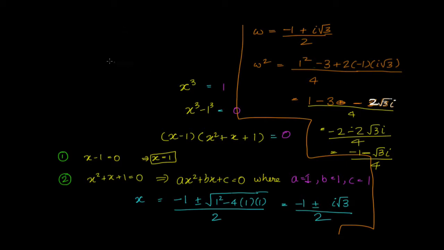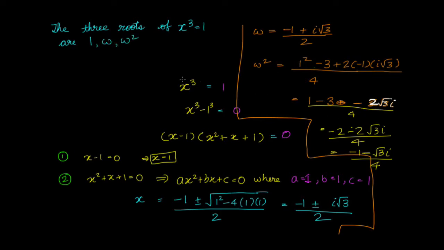So in conclusion, the three roots of x cube is equal to 1, that means the cube root of unity. The three roots are 1, omega, which is a complex number as you can see, and omega square.